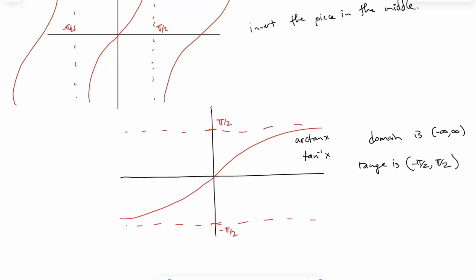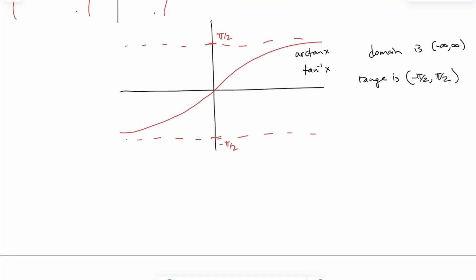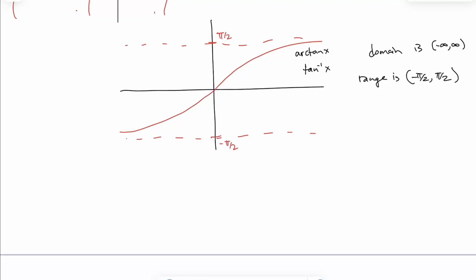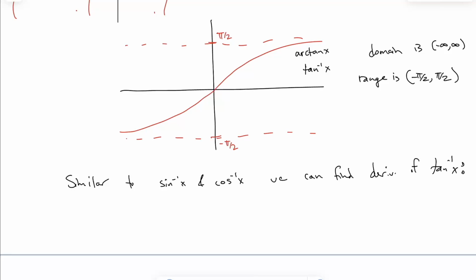The fact that the domain is all real numbers makes this much more convenient to work with than the other two. And it turns out the various formulas for the derivatives and such turn out to be nicer. So I will say, similar to the inverse sine and the inverse cosine of x, we can find the derivative by doing an implicit derivative. I don't think we need to go through the derivation. I'll just tell you what you get. The derivative of inverse tan is 1 over 1 plus x squared.